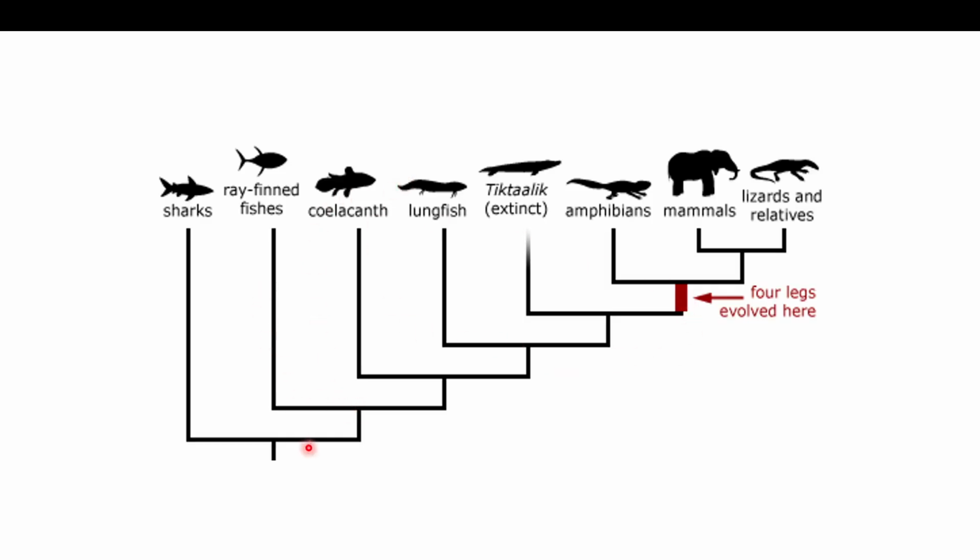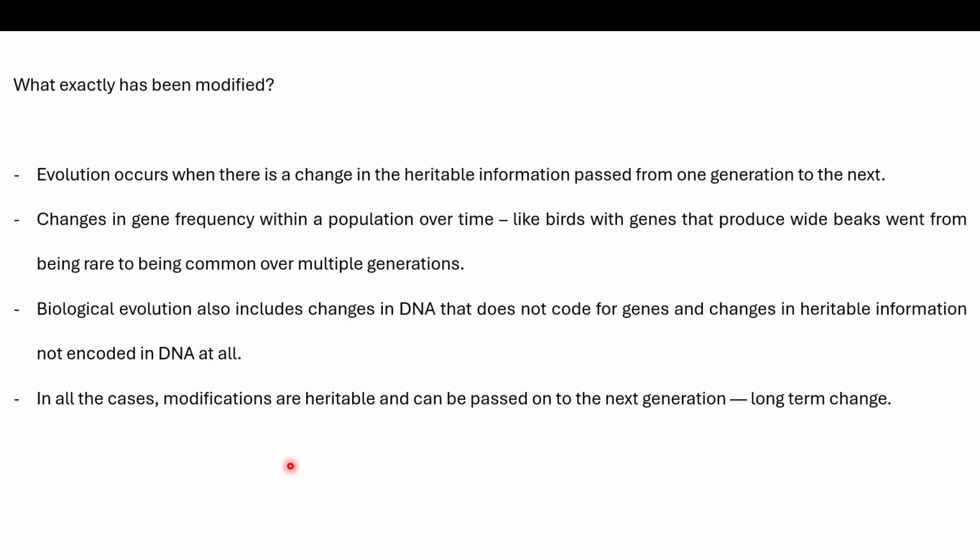So this is what we see, the descent of different kinds of organisms that we see around us today from a common ancestor that existed billions of years ago. So what exactly are we talking about? What exactly has been modified?